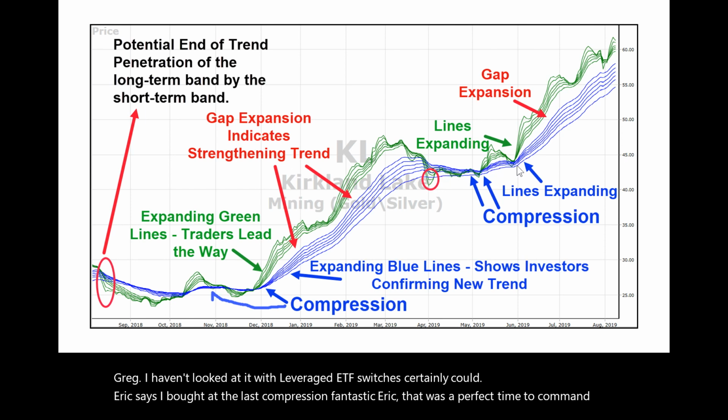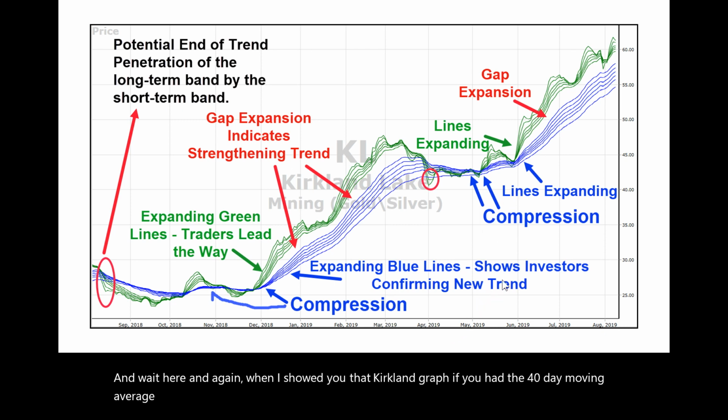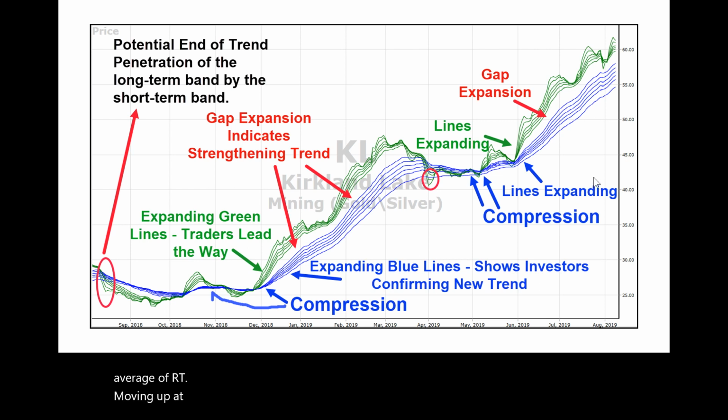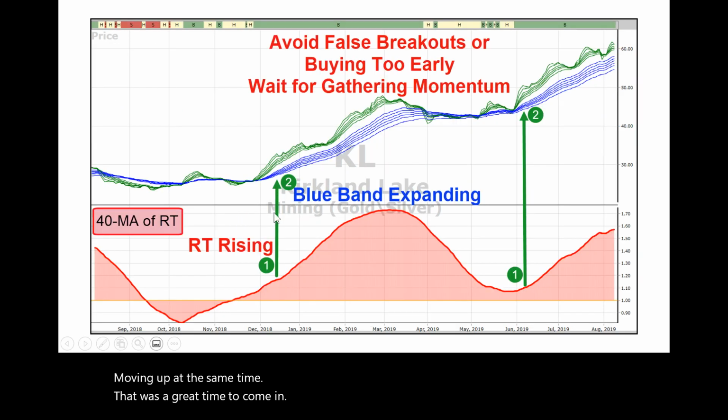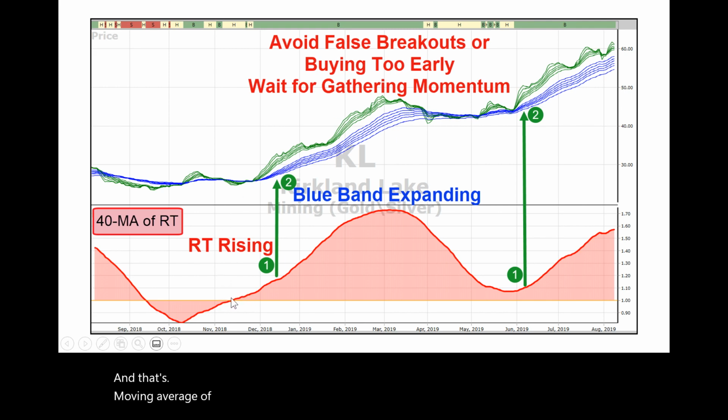So compression here and wait here, and again, when I showed you that Kirkland graph, if you had the 40-day moving average of RT moving up at the same time, that was a great time to come in. And here it is here. So notice, you can avoid false breakouts or buying too early by waiting for the gathering of momentum, and that's the moving average of RT. That's the gathering of momentum.